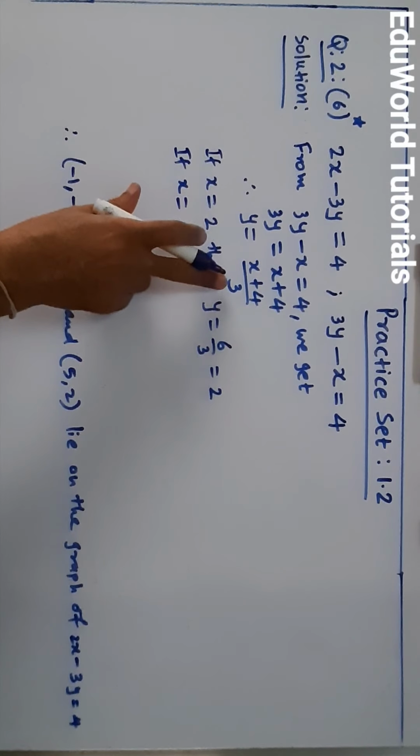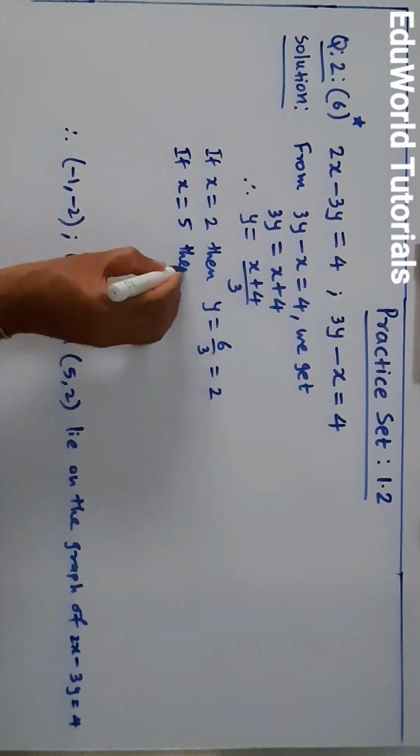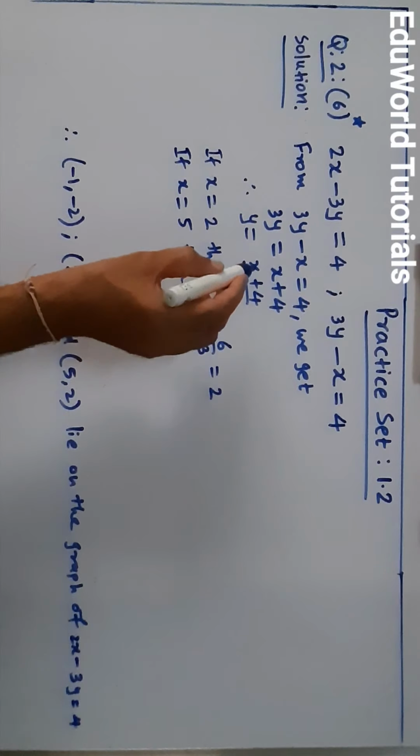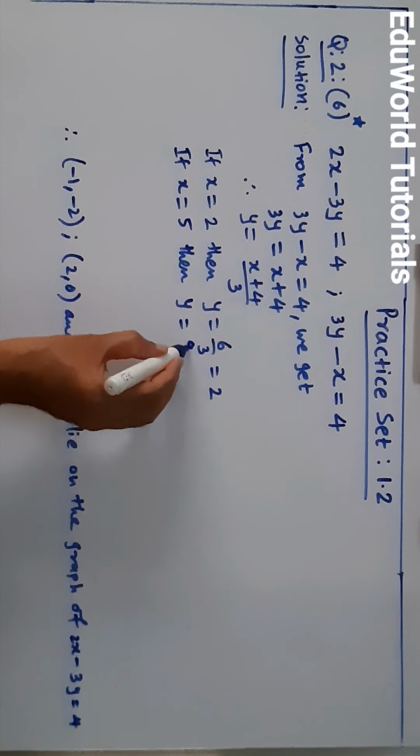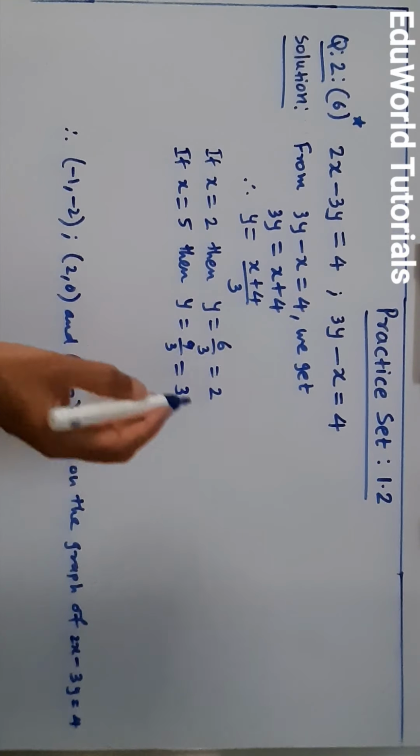Remember, we want the numerator as a multiple of 3. So I will take x equal to 5. If x is equal to 5, then y is equal to 5 plus 4, which is 9. 9 upon 3 is 3. 3 3s are 9, cancelled.